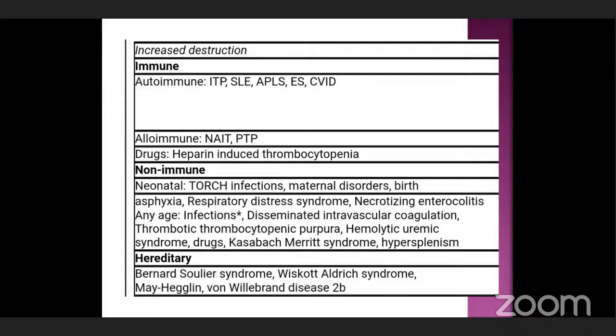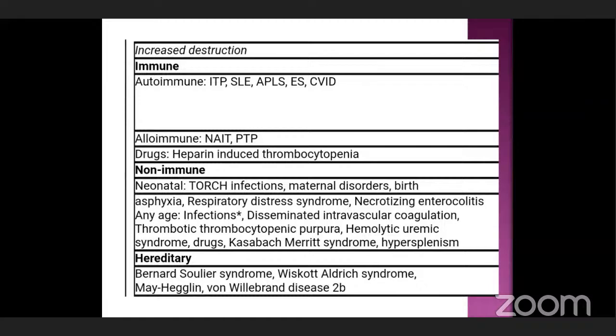Then that is ES. Then we have common variable immunodeficiency, another condition in which the antibodies of our body are acting against platelets. So these, apart from drugs, the major causes of thrombocytopenia are actually immune mechanisms, and among that, autoimmune is more common.